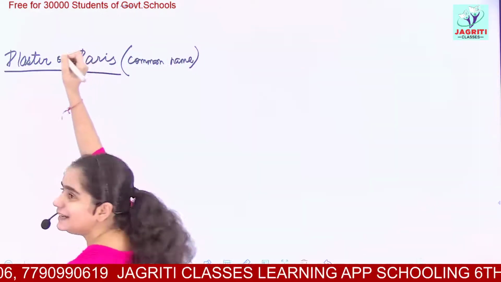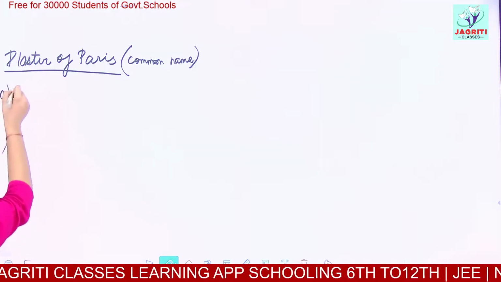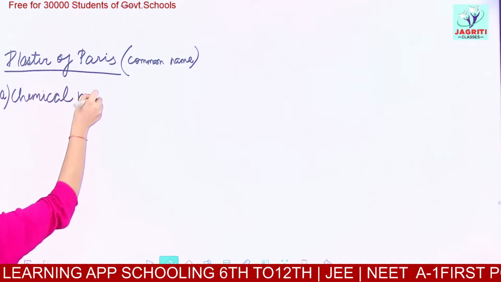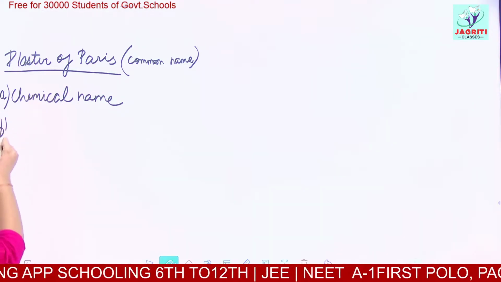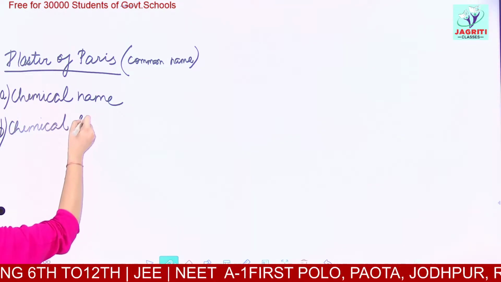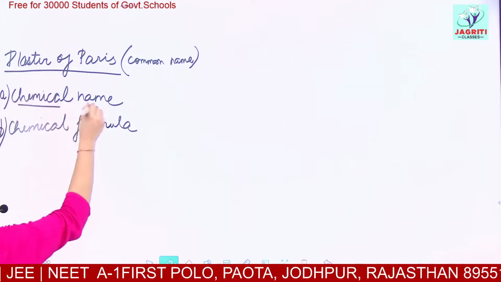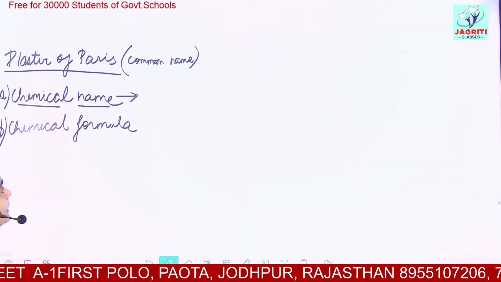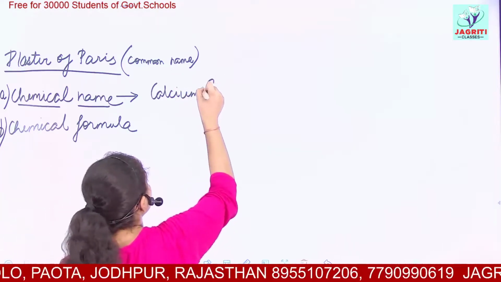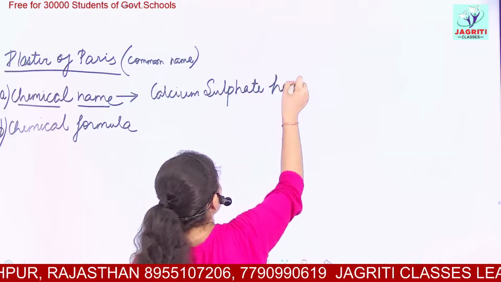Now next we'll discuss in a similar pattern. First we have to discuss its chemical name. What is the chemical name of plaster of Paris? Then we'll discuss the chemical formula of plaster of Paris. So coming to the chemical name of plaster of Paris, the chemical name is calcium sulfate hemihydrate.